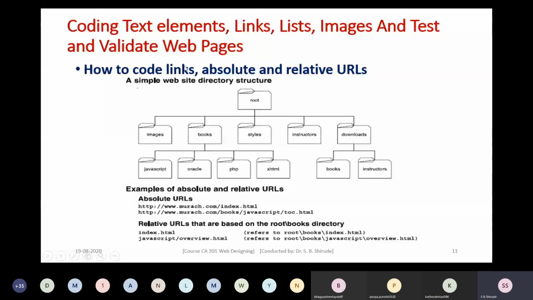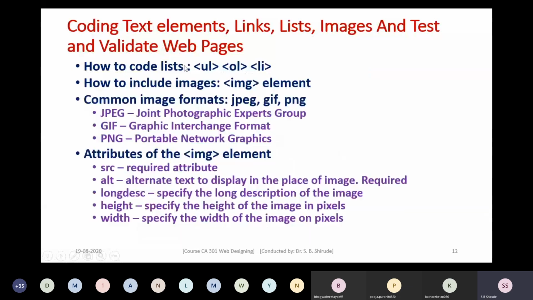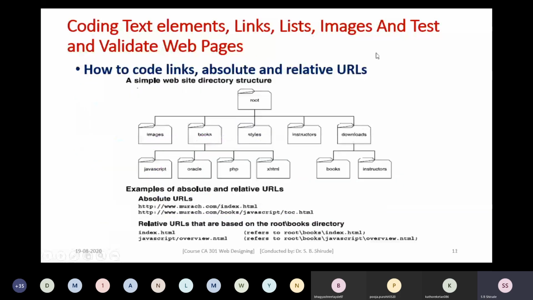To specify links, you need to specify URLs as a value to the href attribute. Whatever URL we specify can be an absolute URL or a relative URL. Now I will explain the difference between absolute URL and relative URL by using this particular directory structure which is given in Murach's HTML books. The same I have copied over here.